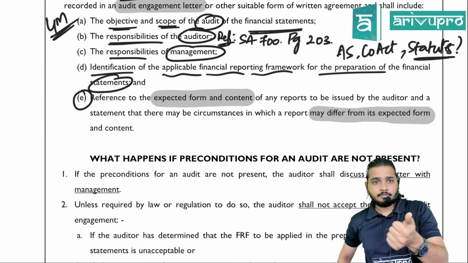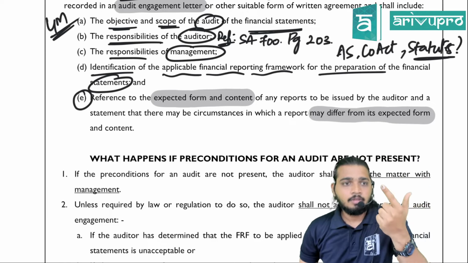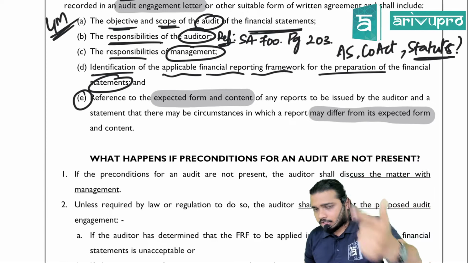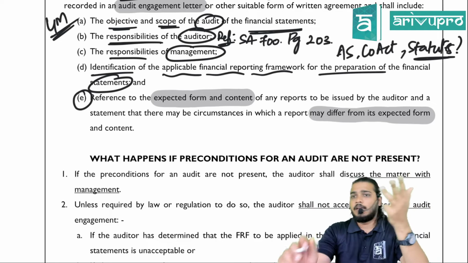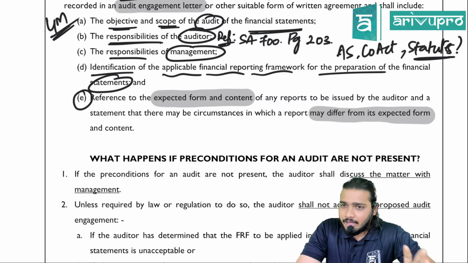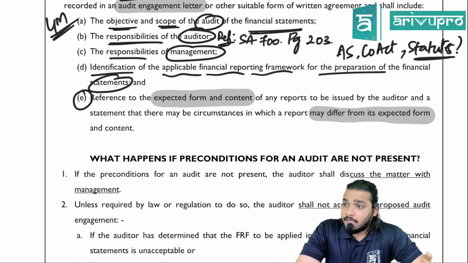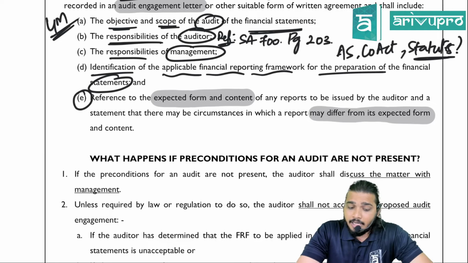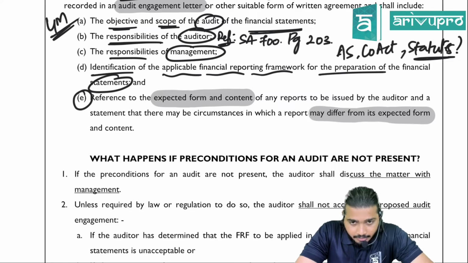Number 1, objective and scope of audit. Number 2, auditor's responsibility. Number 3, management's responsibility. Number 4, applicable FRF, mentioning the FRF. And number 5, reference to expected form and content of any reports to be issued. And you also have to tell, due to the circumstances, it may change.